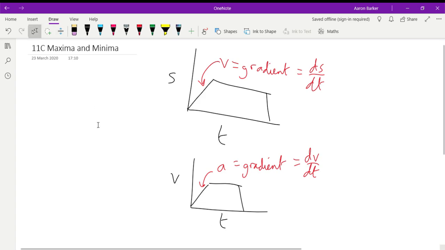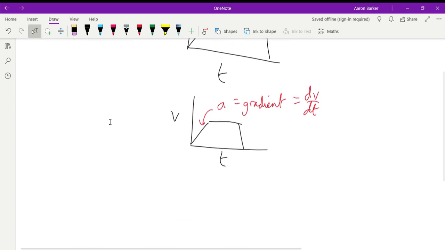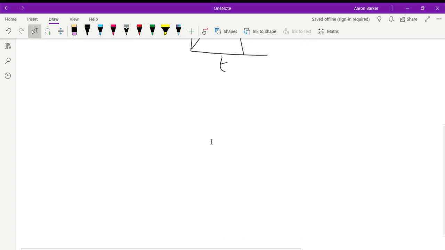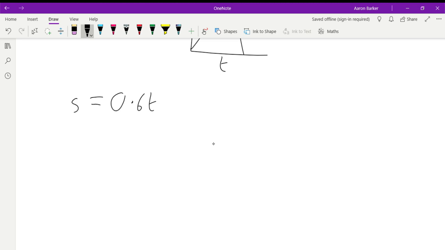So the questions we're going to look at in exercise 11C ask us to find the maximum or the minimum values of displacement or velocity. For instance, the question could say s, our displacement of say a particle, is 0.6t plus 0.4t squared minus 0.2t cubed. And we're given a constraint here: t is between 0 and 3 seconds.